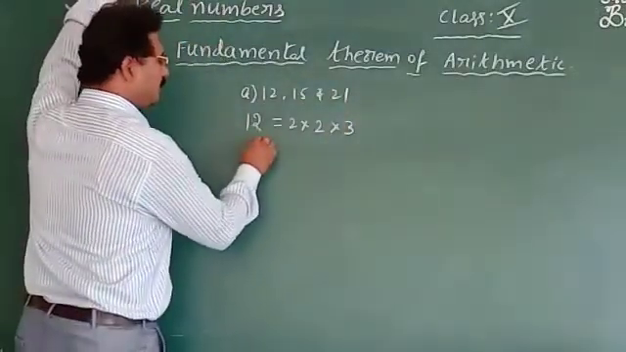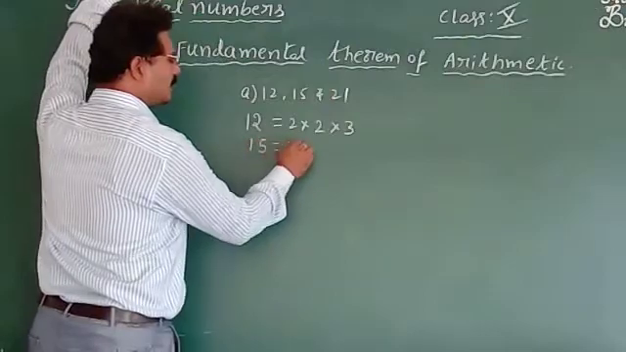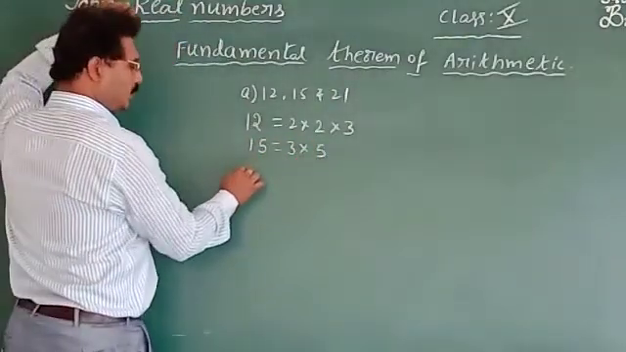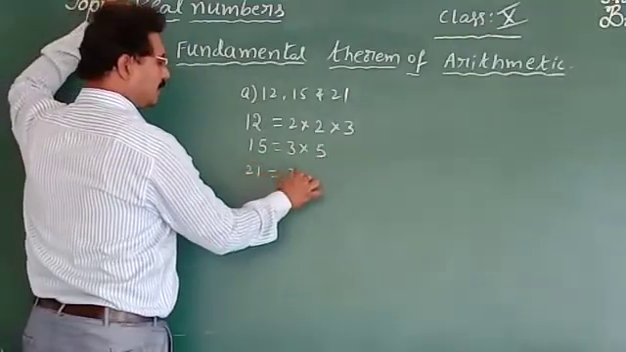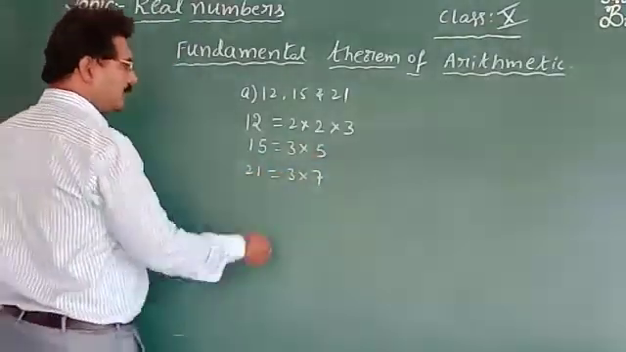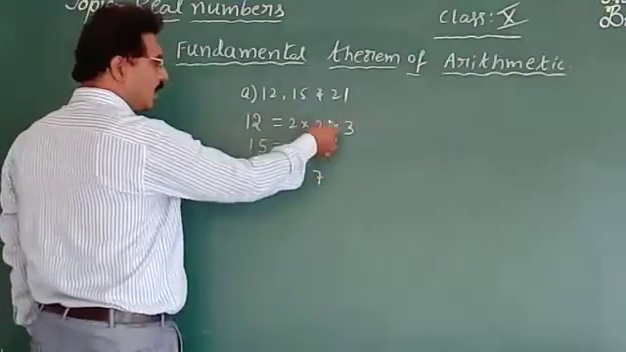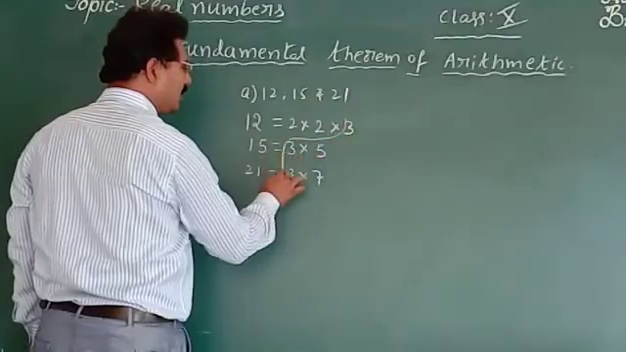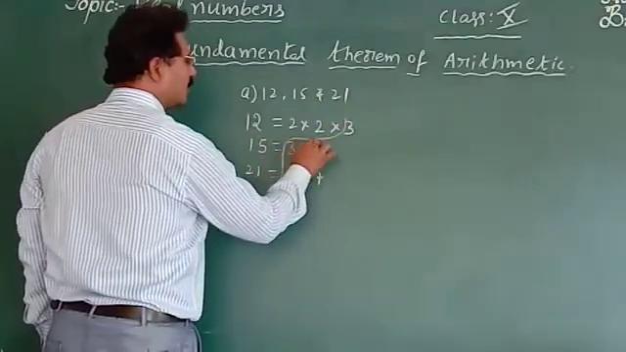Next, 15 can be written as 3 into 5; 3 fives are 15. Next, 21 can be written as 3 into 7; 3 sevens are 21. Now you just select all the common numbers. Common numbers here are 3, 3, 3. So these are the common numbers.